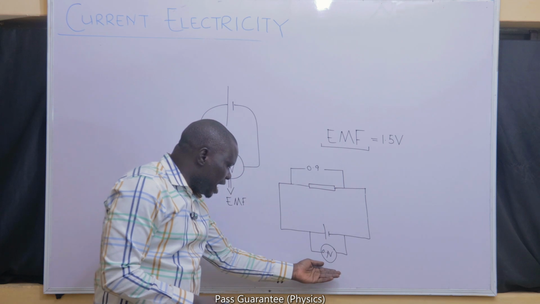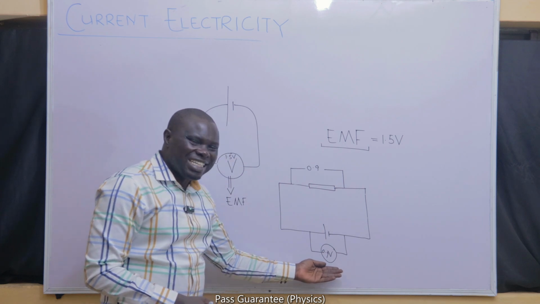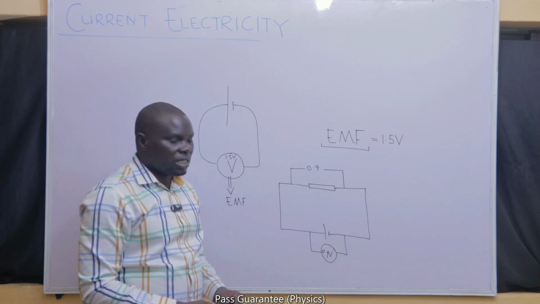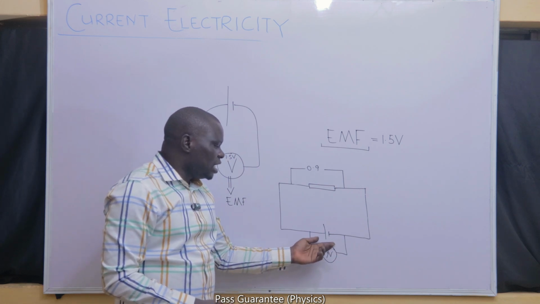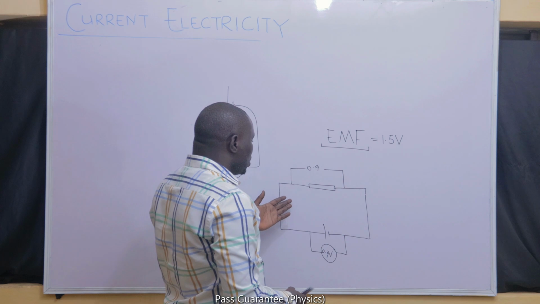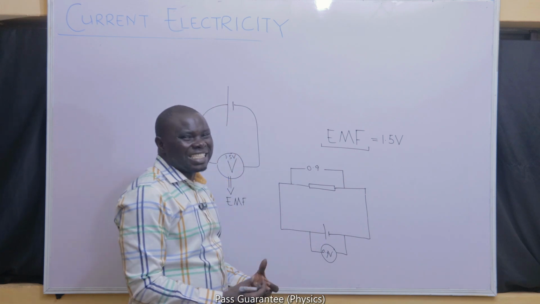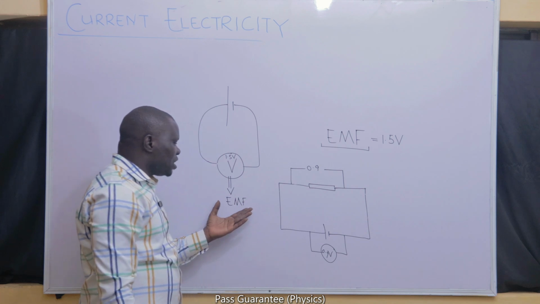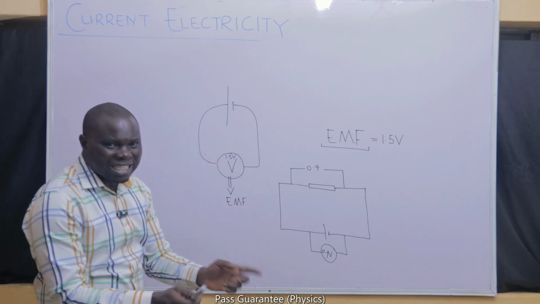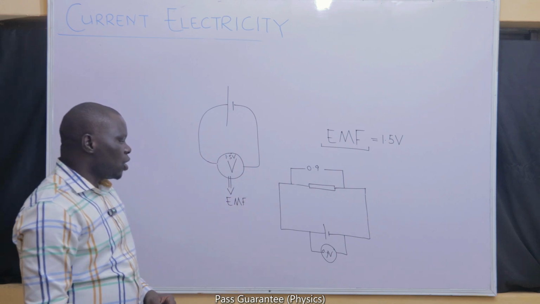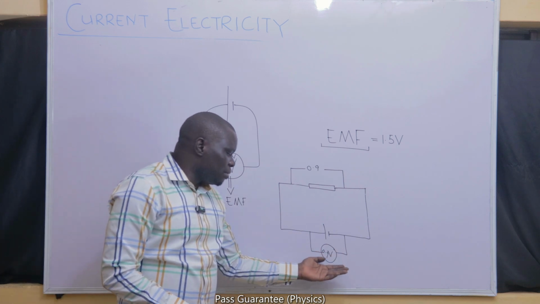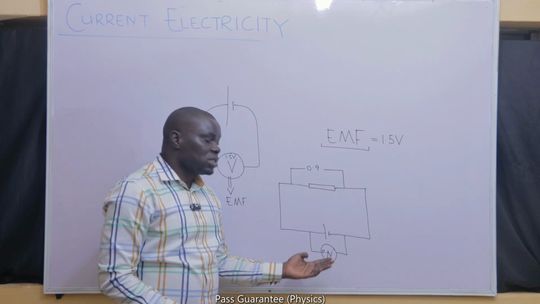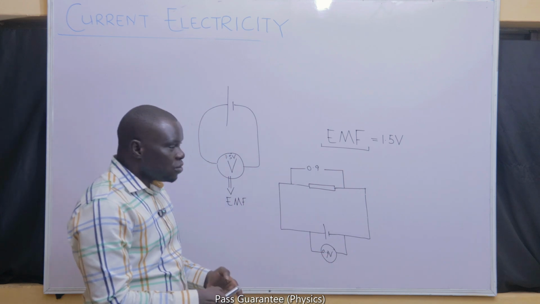This 0.9, I'm now going to call the terminal potential difference of the cell. The terminal potential difference of the cell is the potential difference across the terminals of the cell when it is now supplying current to an external circuit. EMF is the potential difference across the terminals of the cell when it is not supplying current to an external load, but the terminal potential difference is the potential difference across the terminals when it is supplying current.